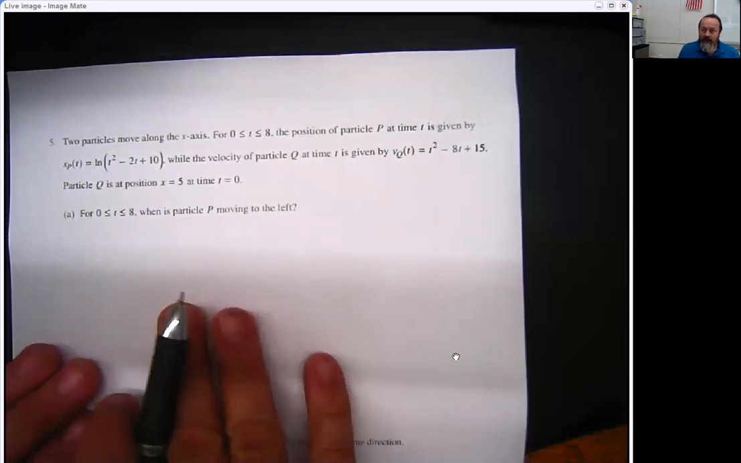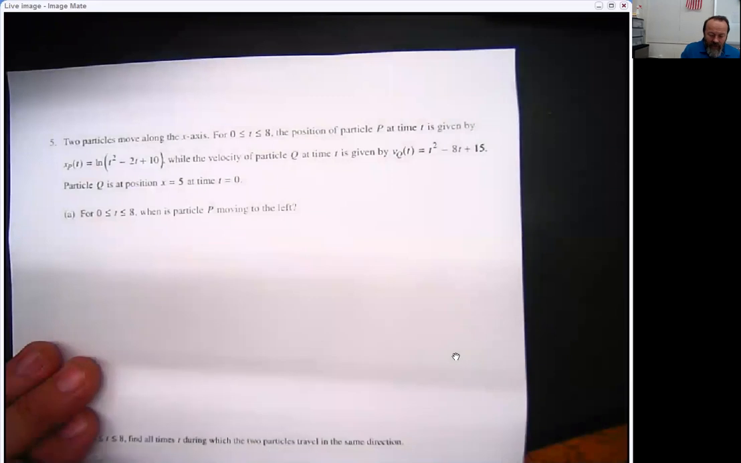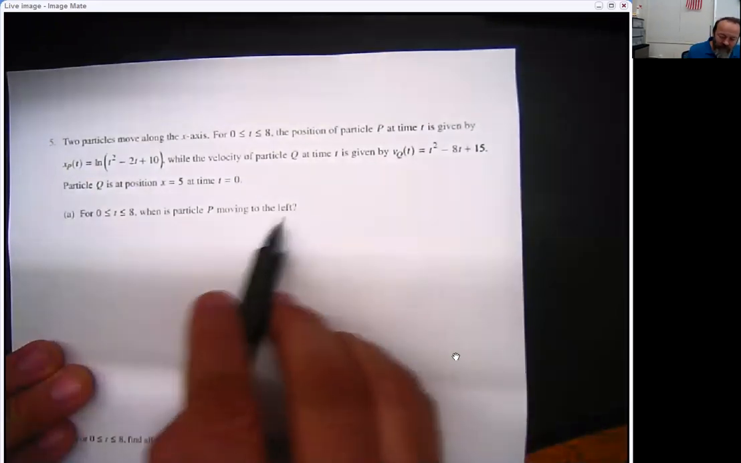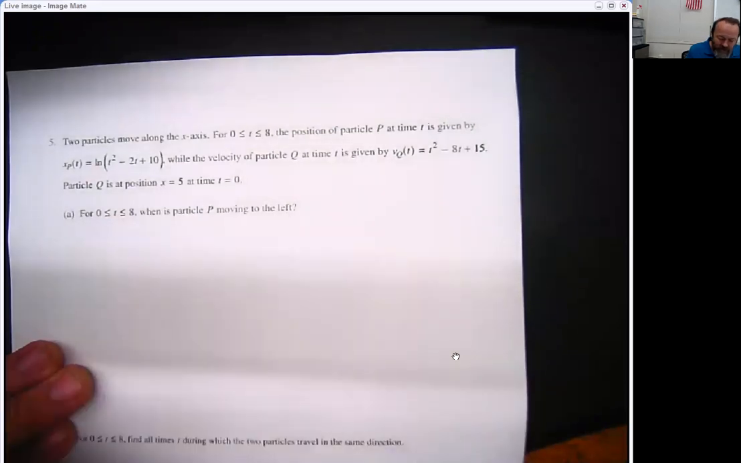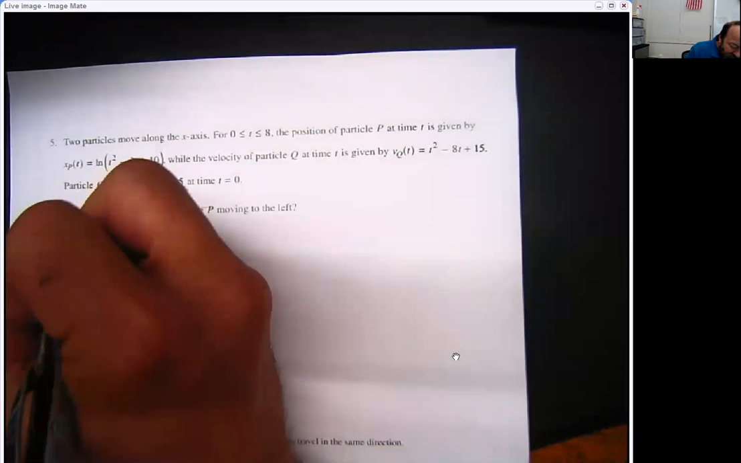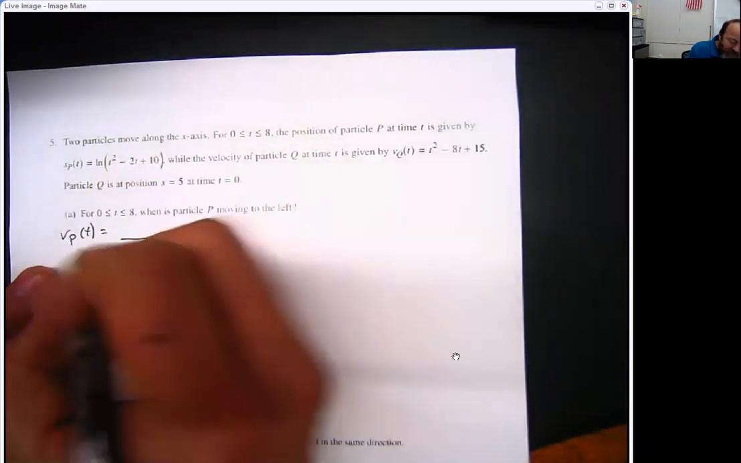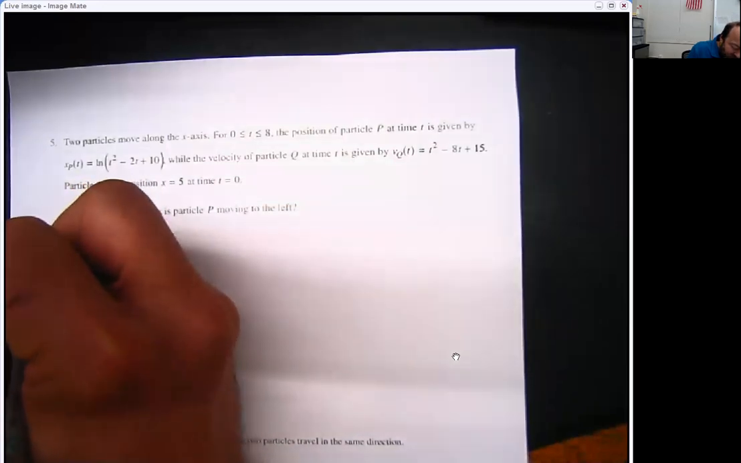Anyway, it's asking when specifically this first particle P is moving to the left, and this was a position function particle. So in order for me to know when it's moving left, I want to know when the velocity is negative. So v sub P of t. Now we want to remember that is actually x prime of P of t.